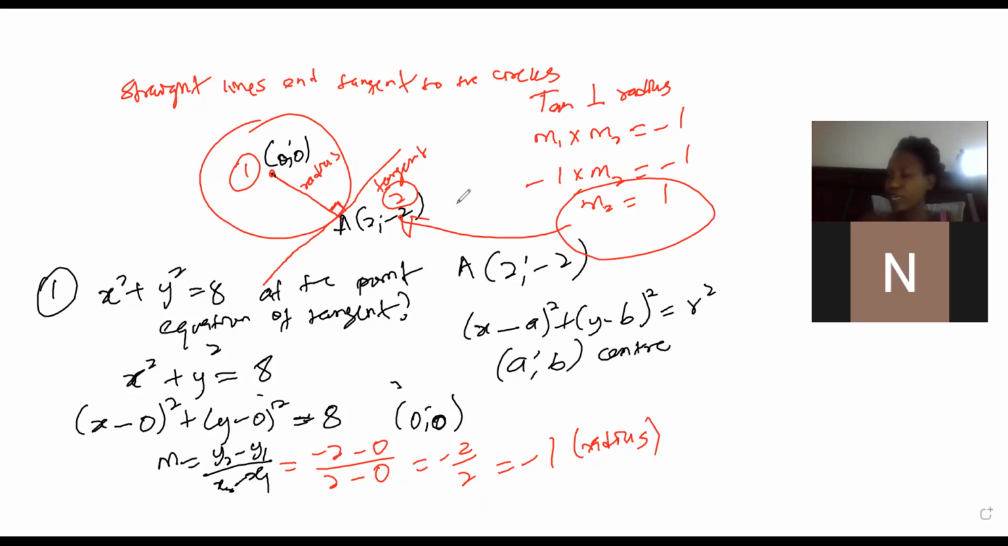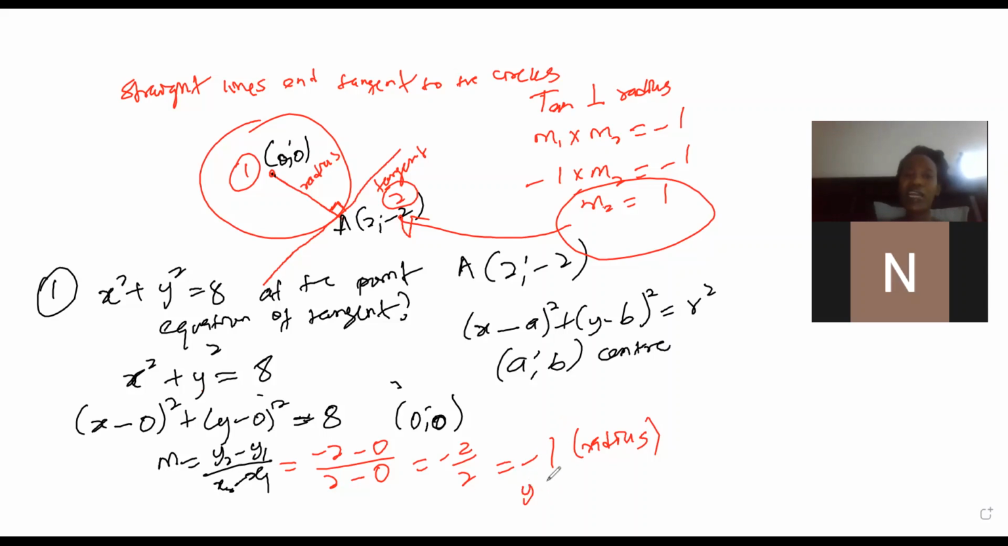So you get the gradient, and then use the given point of contact and the gradient of the tangent to work out the equation of a tangent. So if they were to ask you now, after you got the gradient, to find or determine the equation of the tangent.